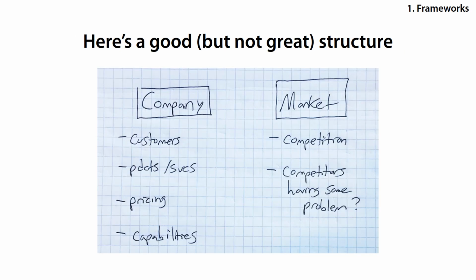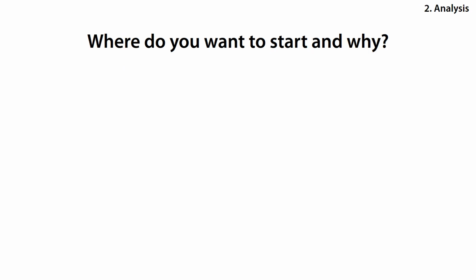Now I'm going to talk through an example of a good, typical case structure. To address this problem, I'd like to look at our company and the market. Looking at our company, I'd like to understand who are our customers, what are the types of products we sell, how do we price our products, and what are our company's capabilities. And then looking at the market, I'd like to see who are the competitors, how are they positioned, and are they also having the same problem as us.